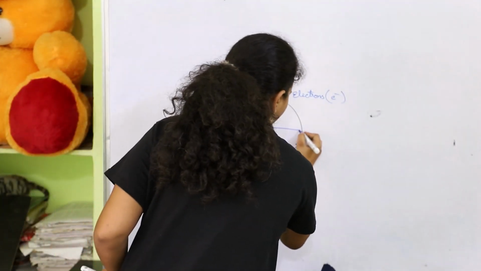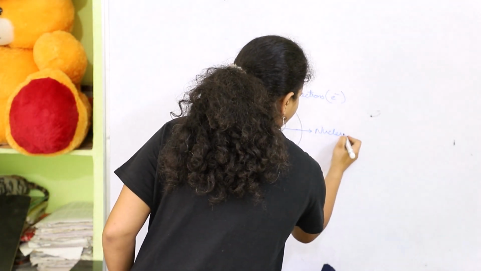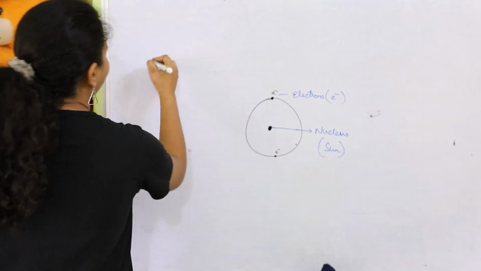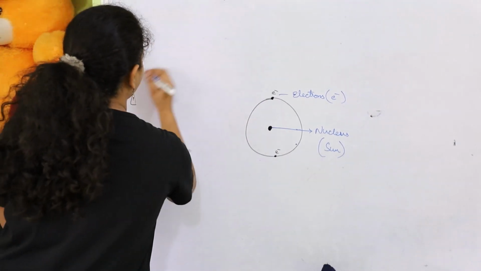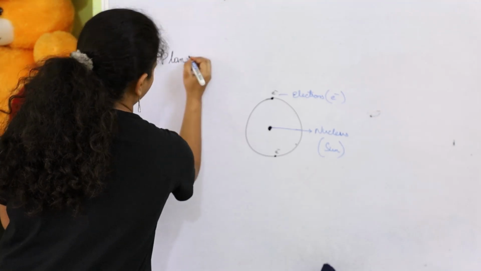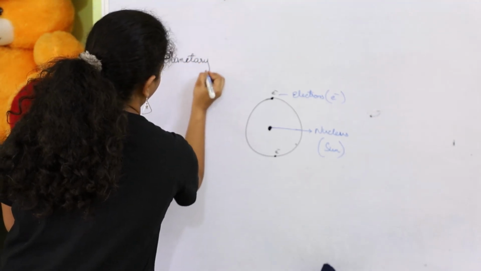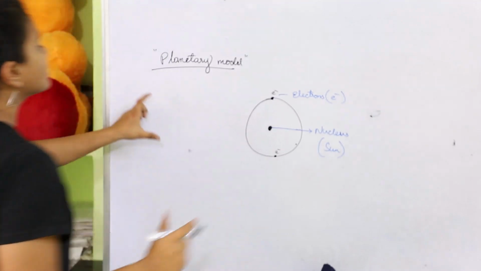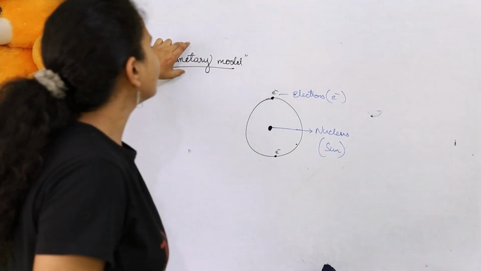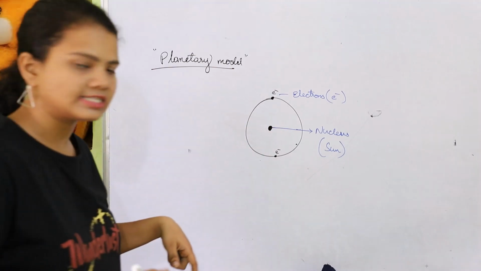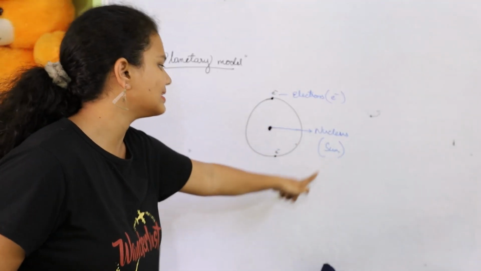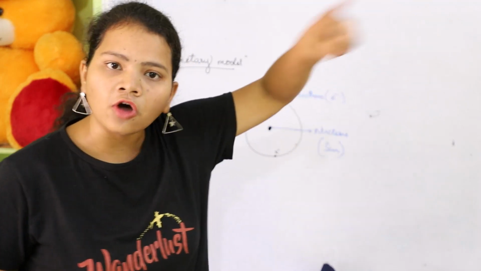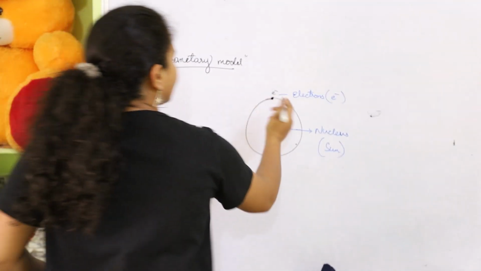Here this is the nucleus. He called this atom model a planetary model, Rutherford did. Meaning it looks something like a planet, something like a solar system. He said the nucleus acts as the sun, and the electrons revolve around the nucleus in an orbit. He called these electrons the planets.